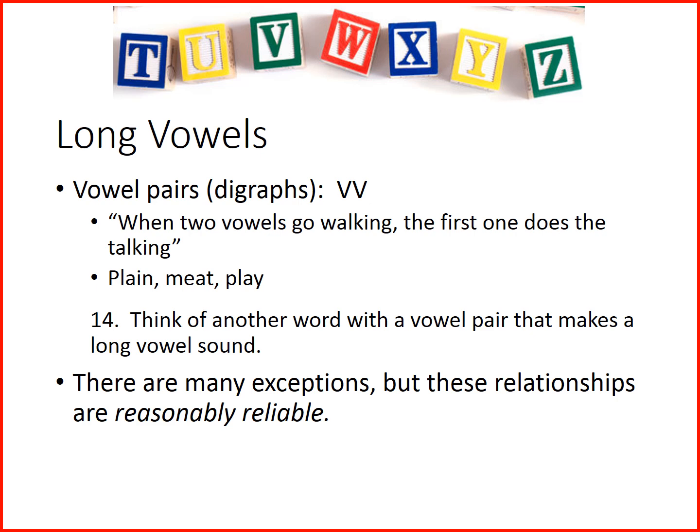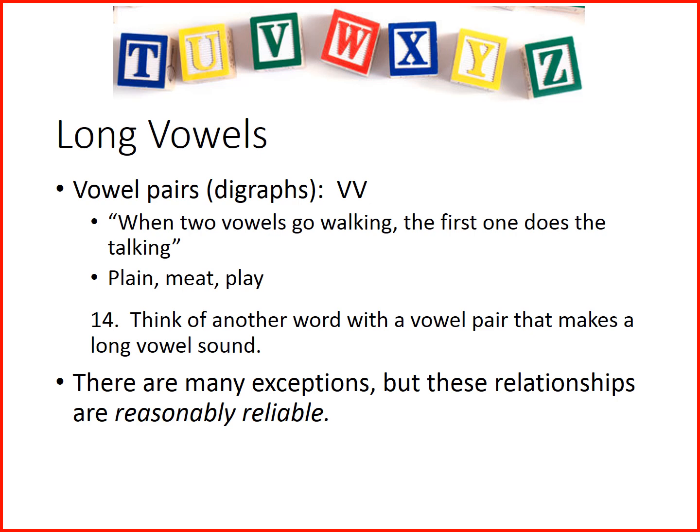In the word play, we have two vowels or potential vowels, with the Y being a potential vowel, so A-Y is the vowel pair. The first one does the talking or says its name, A. So we hear the long A sound in the word play.